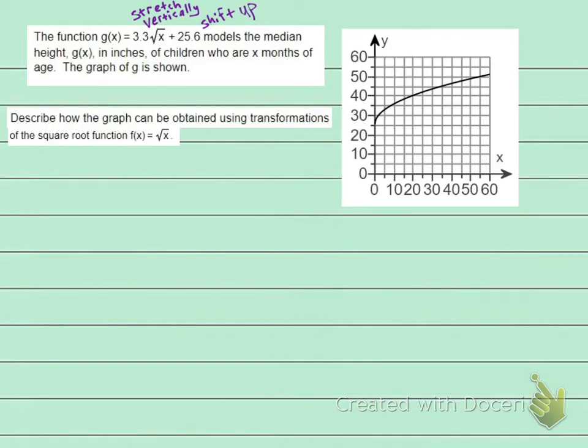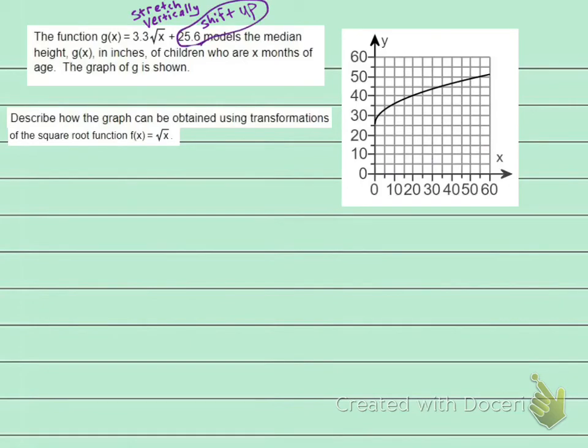And now when we look at the graph, you can tell that if I had the regular square root graph, it would look like this. And what has happened? I have shifted up, and that is going to be a little more than 25. So there's a shift up, 25.6.